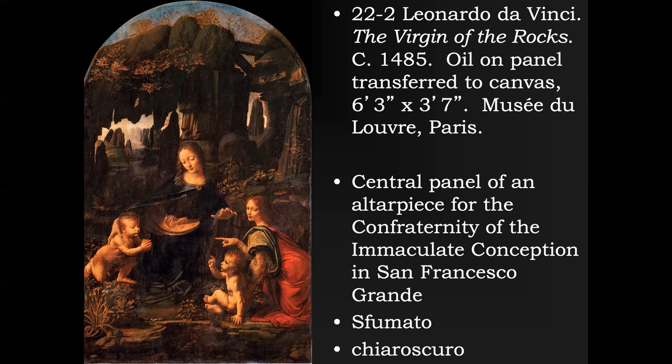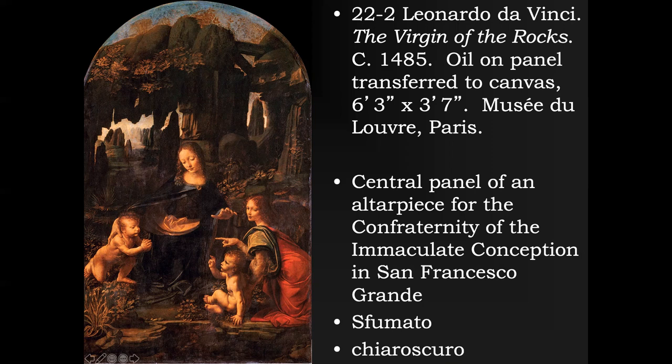So one of the techniques, which is very difficult to do and to explain, that Leonardo used to achieve this effect was called an Italian sfumato. And that just means smoky. And the other thing he's using, which sfumato is basically a part of, is chiaroscuro. And that just refers to light and dark.